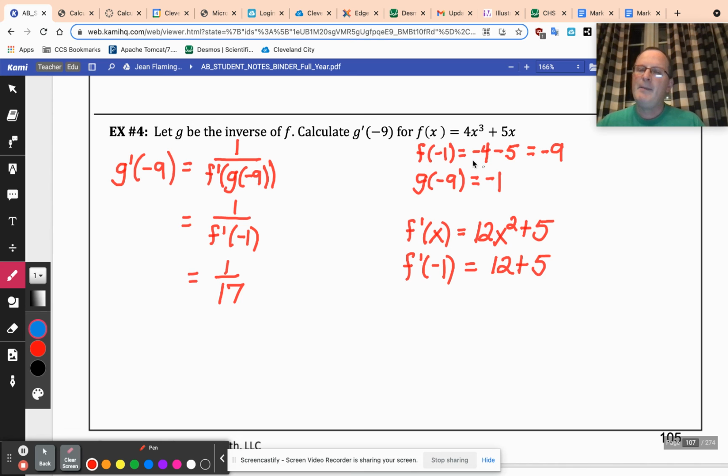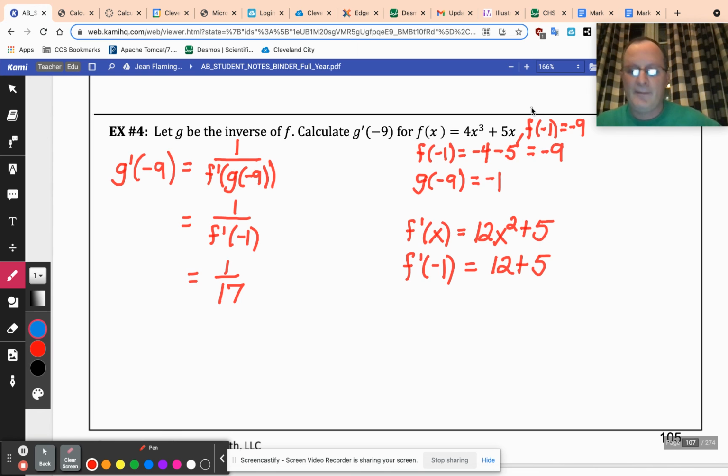Now, if that makes you a little nervous on how in the world we're going to find that, oftentimes in this problem, they would just go ahead and say f of -1 equals -9. So you would be told that f of -1 equals -9, and you're not having to search for that. Now, if you did need to search for it, you could break out your graphing calculator and find out when that y value was -9, because that's what we're looking for.